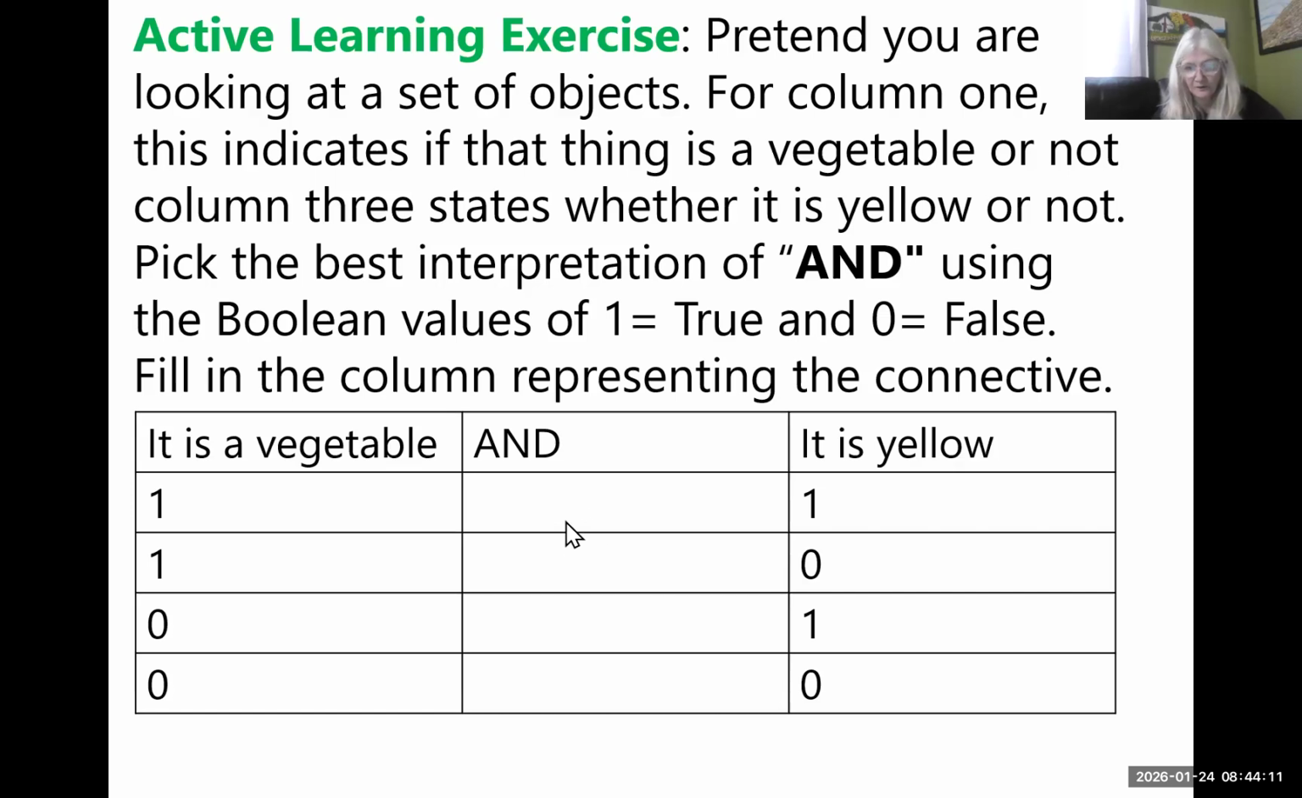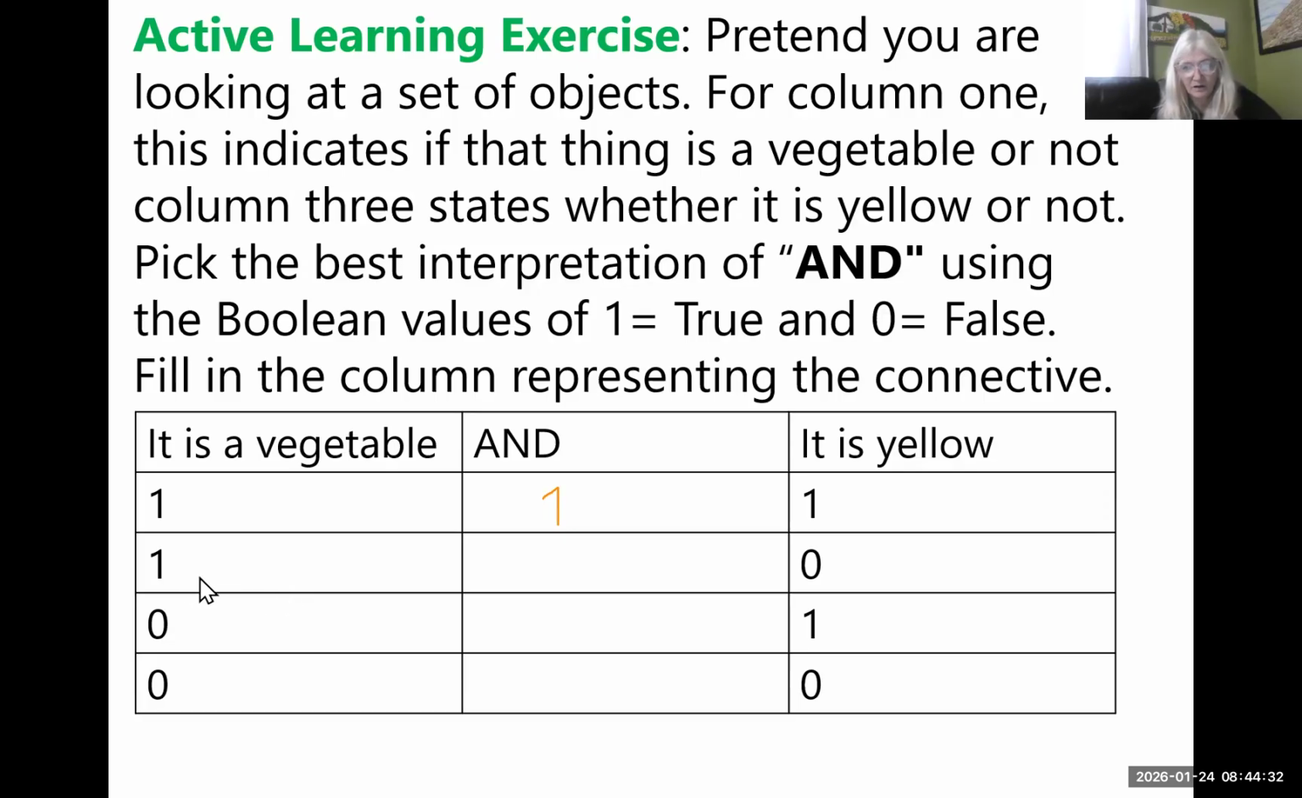Okay, so we're going to do the first one together, and then I'm going to have you do the second one, which will be or. So here we go. So 1, and it is a vegetable and it is yellow. Okay, so in this case, 1 and 1 together is 1. Okay, so how about this one?